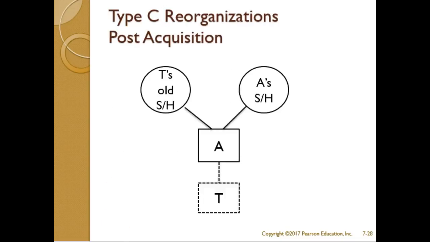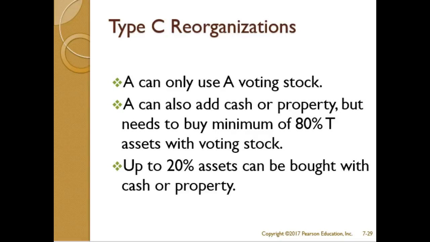Type C reorganizations have stock at the end. The old shareholders, the existing shareholders, and possibly T as a subsidiary. With this type of reorganization, you can only use the acquiring voting stock. They can also add cash or property, but that needs to buy out a minimum of 80% of assets with voting stock. Up to 20% of the assets can be bought with cash or property.